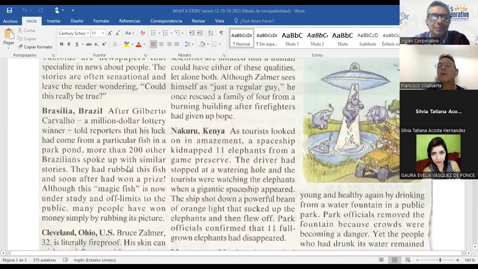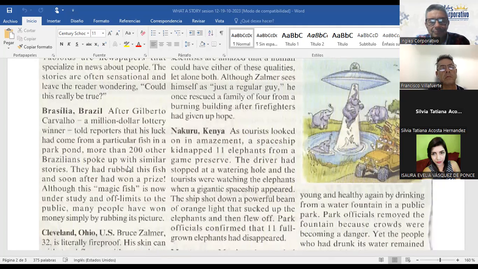Isaura, Brazil. After Gilberto Carvalho, a $1 million lottery winner, told reporters that his luck had come from a particular fish in a park, more than 200 other Brazilians spoke up with similar stories. They had touched this fish and soon after had won a prize. Although this magic fish is now under study and off limits to the public, many people have won money simply by rubbing its picture.